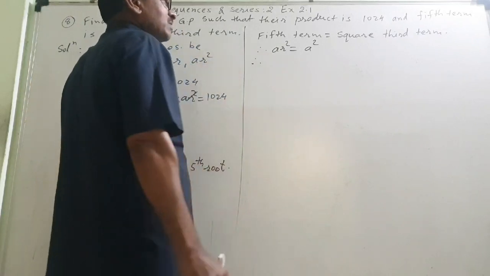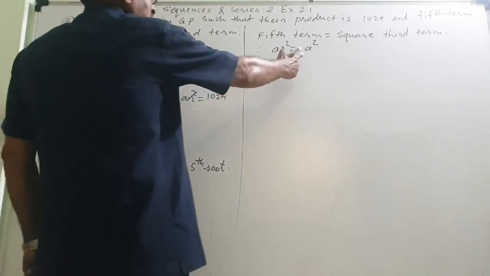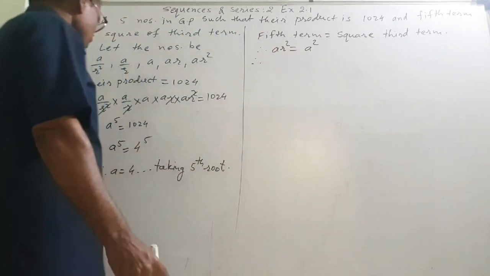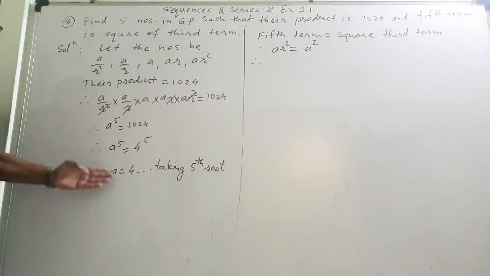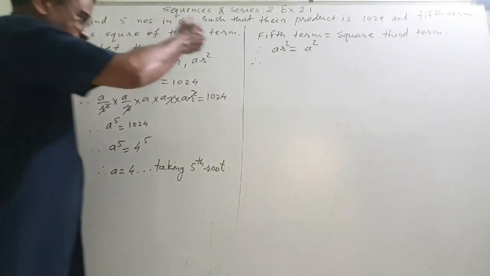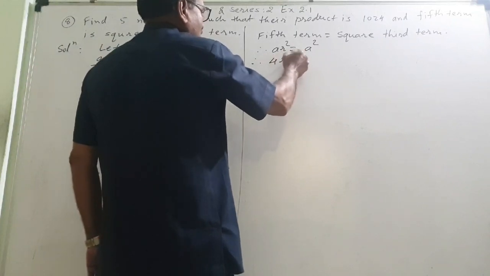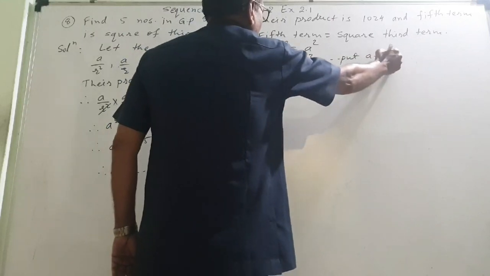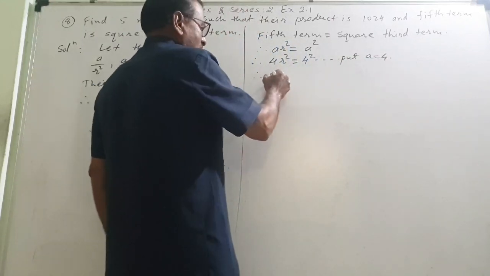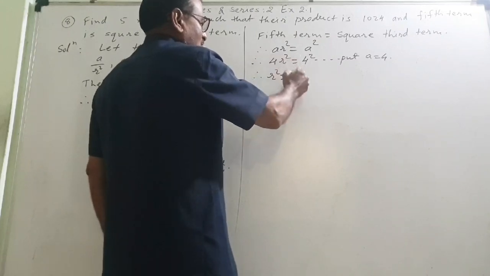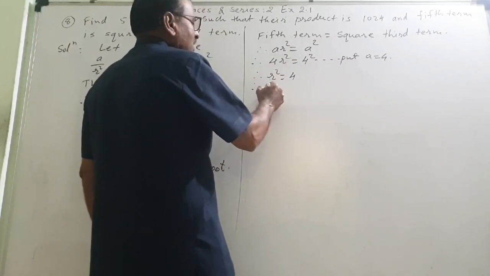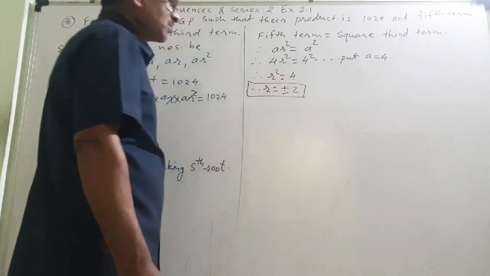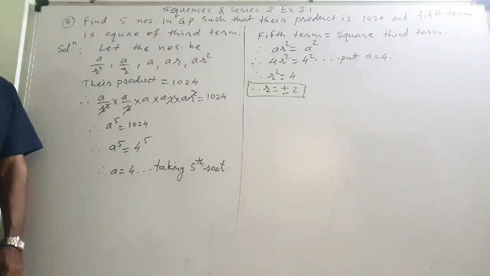Therefore, this a square I can bring here, and r square I have the value. What is the value of r? I don't know. I have the value of a, which is 4. I will write here 4 into r square is equal to 4 square. Put a equal to 4. Therefore, r square is equal to 16 upon 4, which is 4. Therefore, r is equal to plus or minus 2, because this is the square root of this. Ratio can be positive or negative.